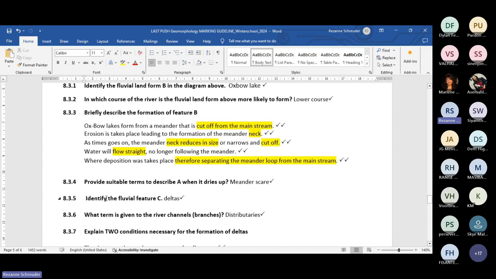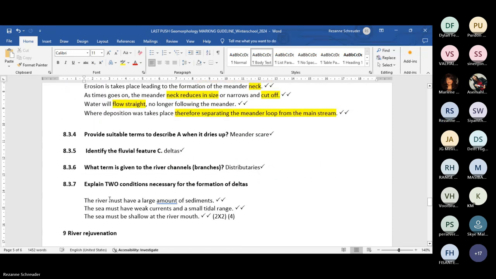You can see that we have the sand over there, so meaning lots of deposition. And if we have a look at the answers, the river must have a large amount of sediment. The sea must have weak currents and a small tidal range, so the waves aren't as rough. And then also the sea must be very shallow at the river mouth. So there the mark allocations were added. So it's two full sentences worthy of 2 marks.